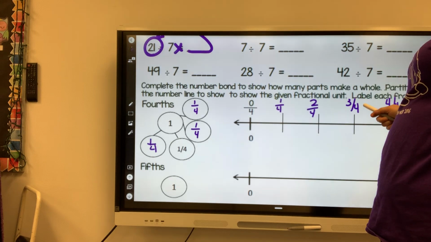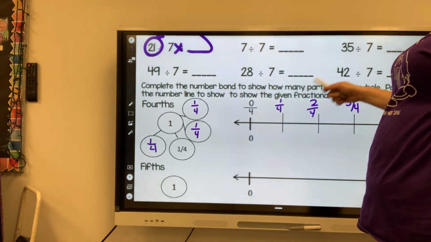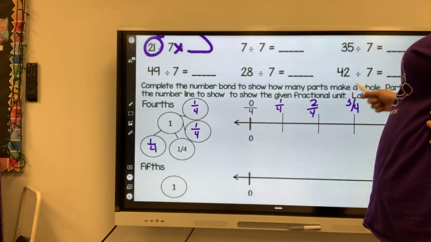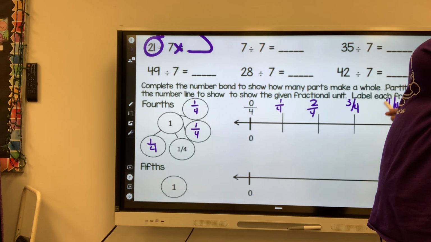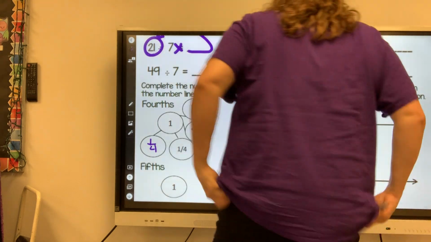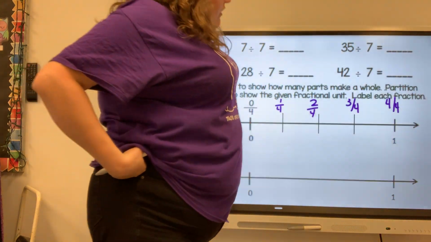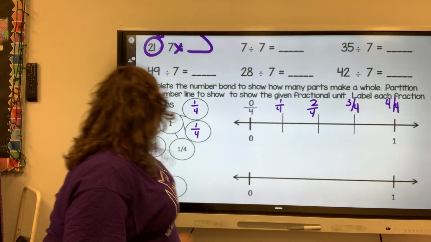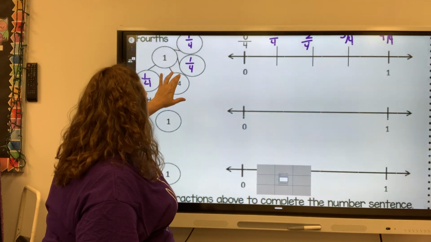So it says complete the number bond to show how many parts make a whole, and partition the number line to show the given fractional unit. Label each fraction. So we know that one whole is made up of 4/4. When we are dealing with fourths, 1 equals 4/4. So we're going to scooch down here to fifths.